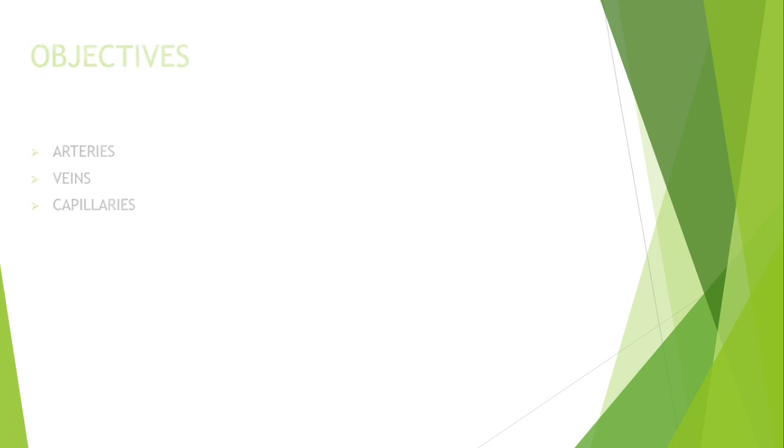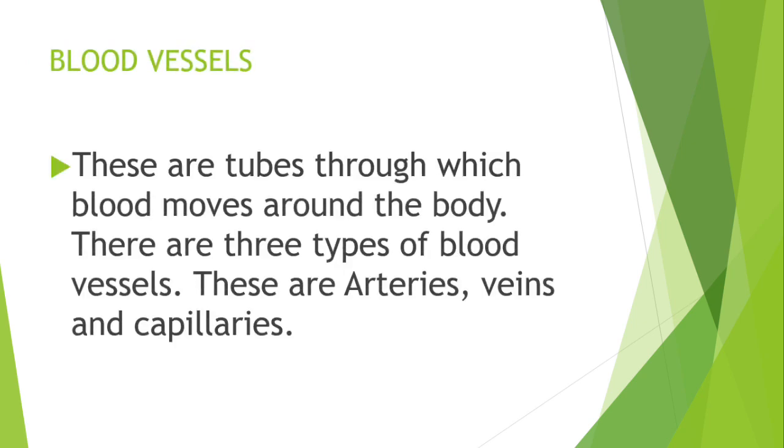So let's start by defining what blood vessels are. These are tubes through which blood moves around the body. Simple definition. They're just tubes. Now, there are three types of blood vessels: arteries, veins, and capillaries.